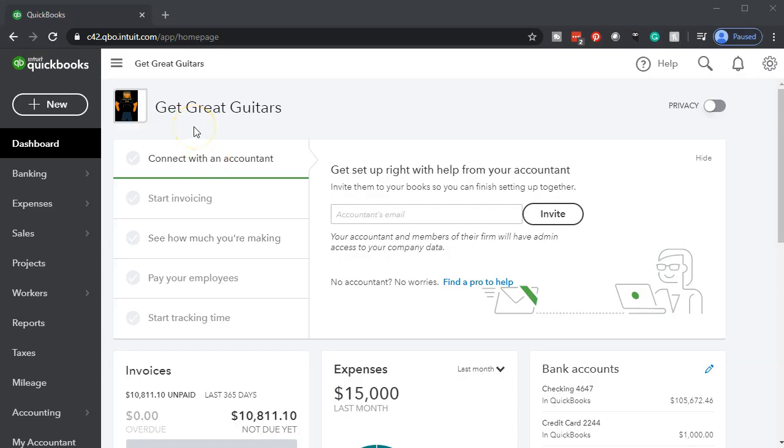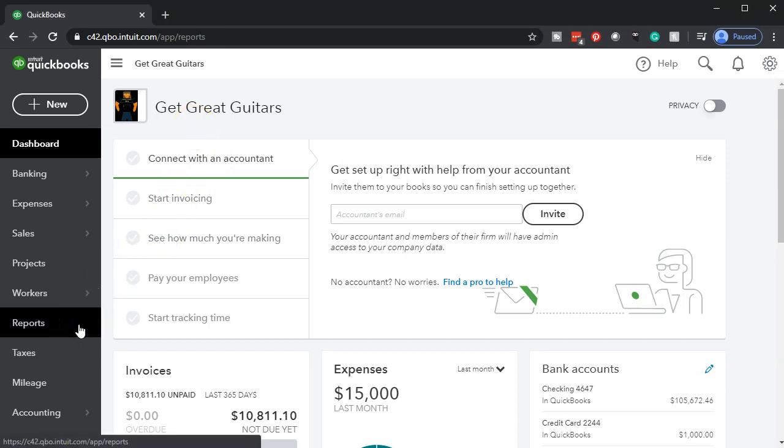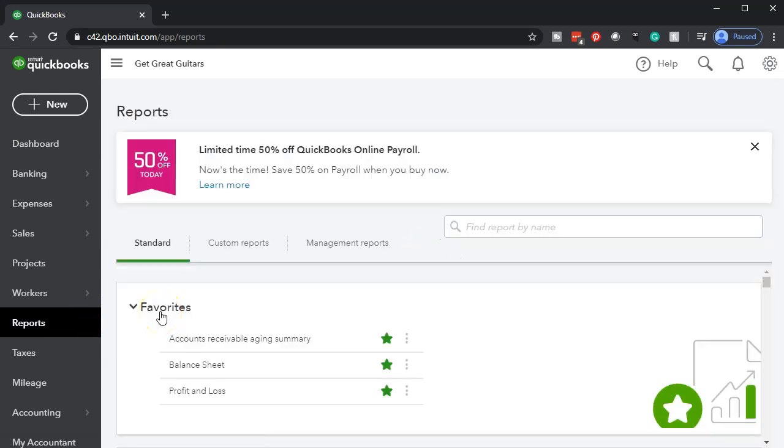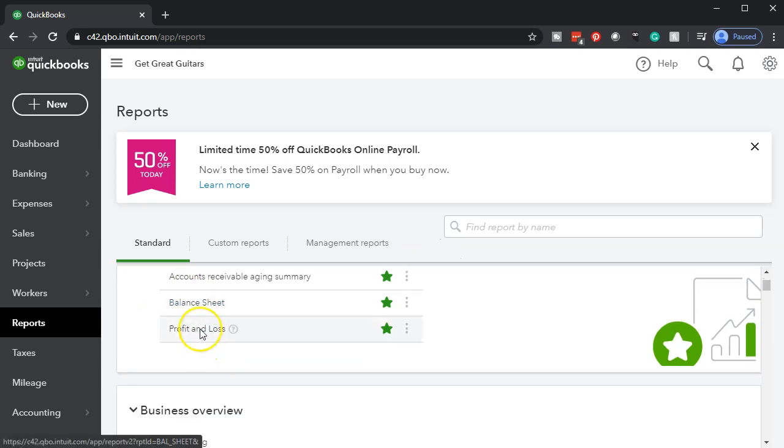Here we are in our Get Great Guitars file. We're thinking about bank reconciliations now. So first of all, let's go down to our reporting down below. We're going to be opening up our favorite report, that being the balance sheet. So we're going to open up the balance sheet report.